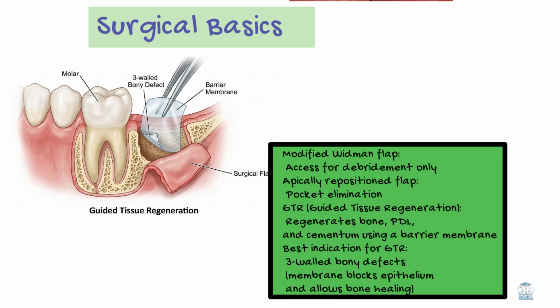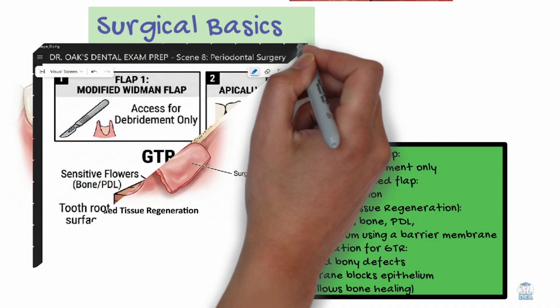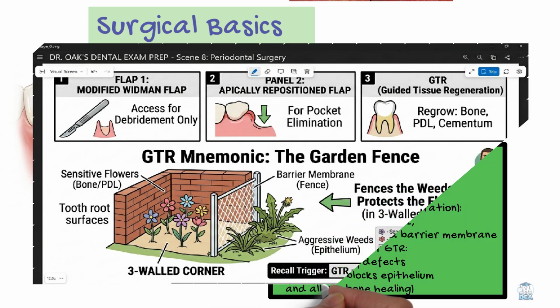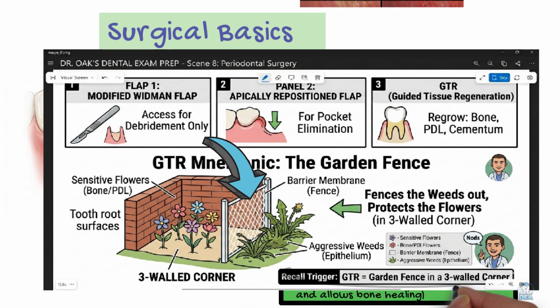GTR is like a garden fence. You want to grow sensitive flowers, bone, PDL, but aggressive weeds, epithelium keep invading. You put up a fence, barrier membrane to keep them out. This works best in a 3-walled corner because the walls help protect your flowers on 3 sides. Fence the weeds out of the 3-walled corner.